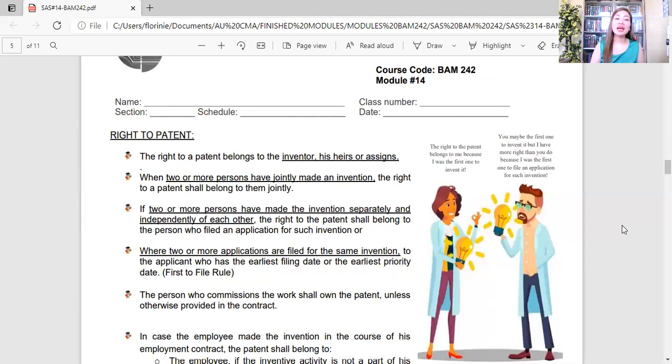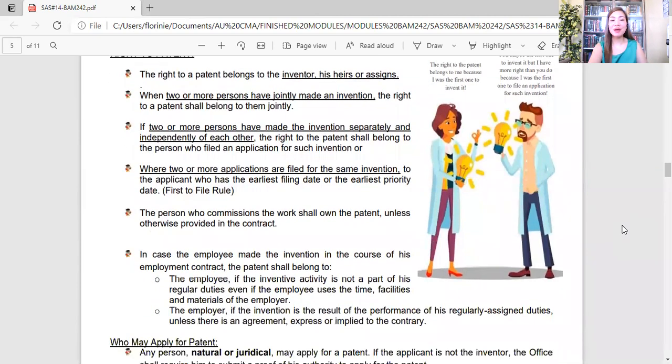Let's see. Right to patent. The right to patent belongs to the inventor, his heirs, and assigns. Now, when two or more persons have jointly made an invention, the right to patent shall belong to them jointly. So, syempre, dalawa silang naka-invento, dalawa silang may karapatan sa patent.